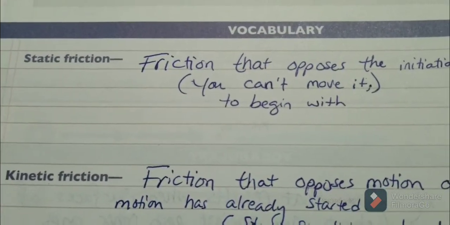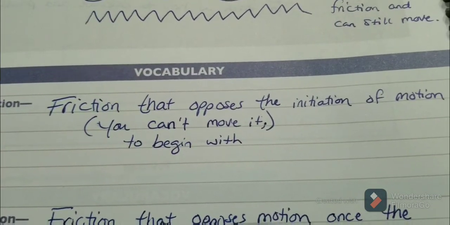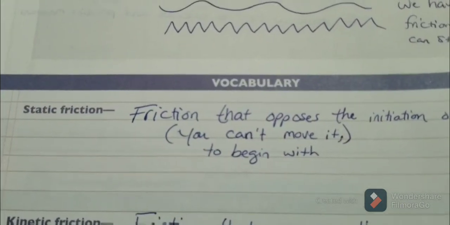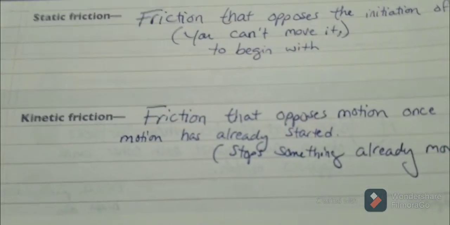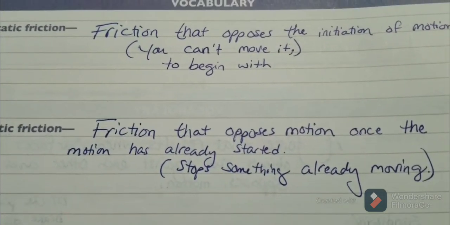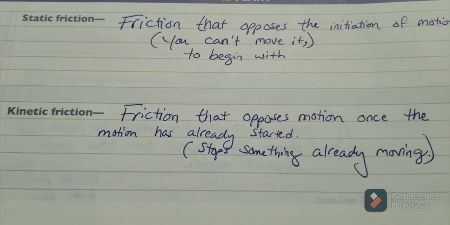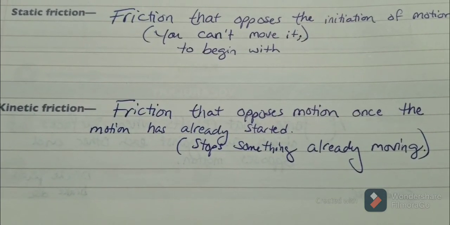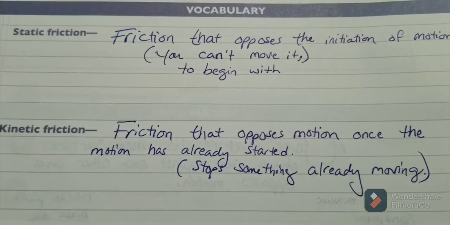So let's look at static friction. Static friction is friction that opposes the initiation of motion. So you can't move it to begin with. So static friction is just stuck, okay? Static friction is stuck. Kinetic friction is friction that opposes motion once the motion is already started. So it stops something that's already moving. I think of like a train already going down the tracks, and they put on the brakes. So that would be a kinetic friction.